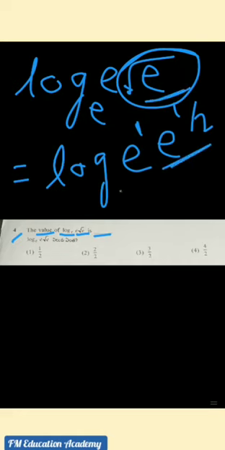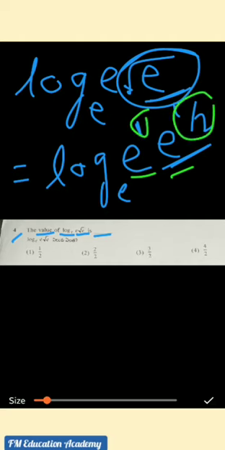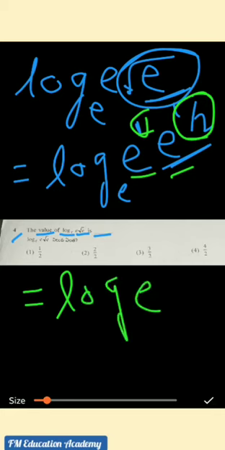Now we know the base e is also there. It is of the form of a power m into a power n. A power m into a power n is a power m plus n. So this can be written as log e power 1 plus 1 by 2, 1 plus 1 by 2 is 3 by 2, to the base e.